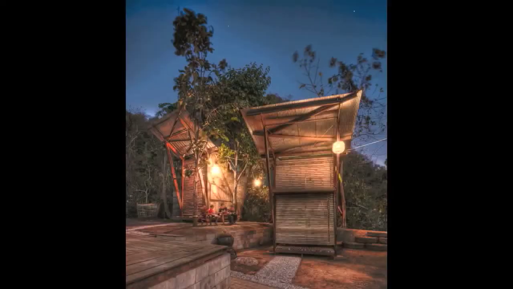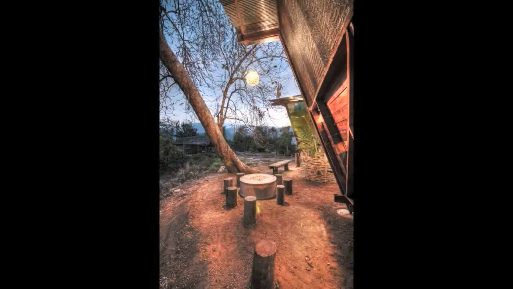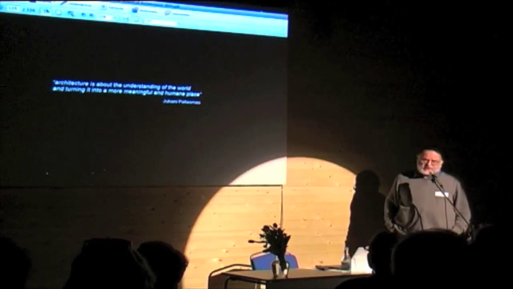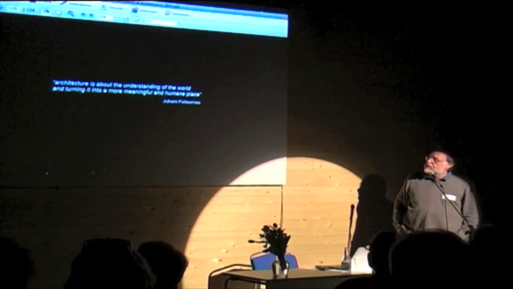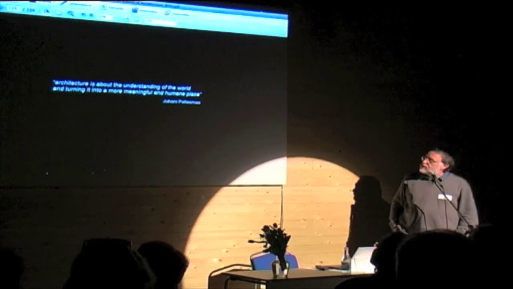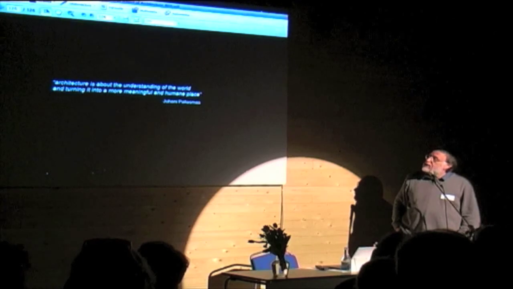As you can see, everything is in local material. It has a very strong materiality about it, and very nice treatment of light in these buildings as well. And they are quoting Juhani Pallasmaa, a Finnish architect and architectural theorist, who is saying that architecture is about the understanding of the world and turning it into a more meaningful and humane place. And that's the sort of argument of what they want to do with this.